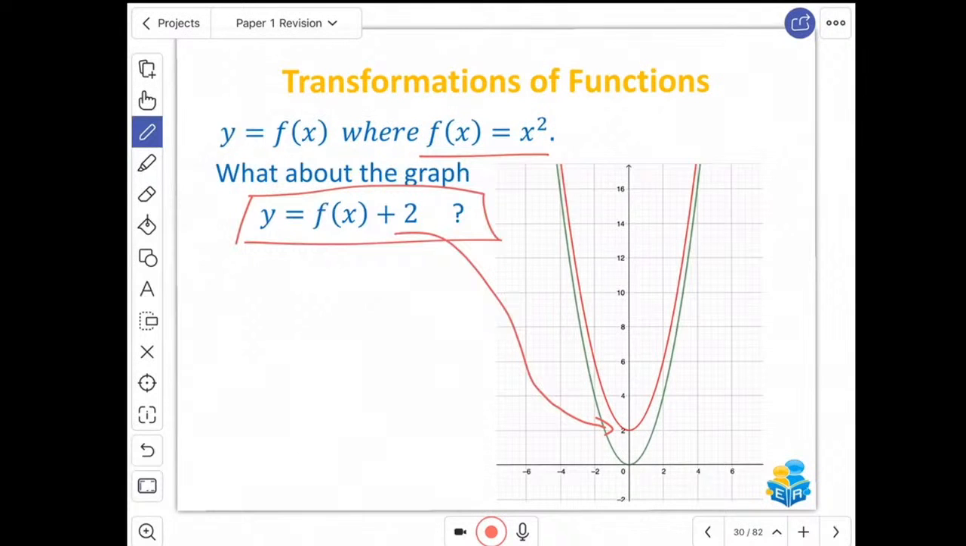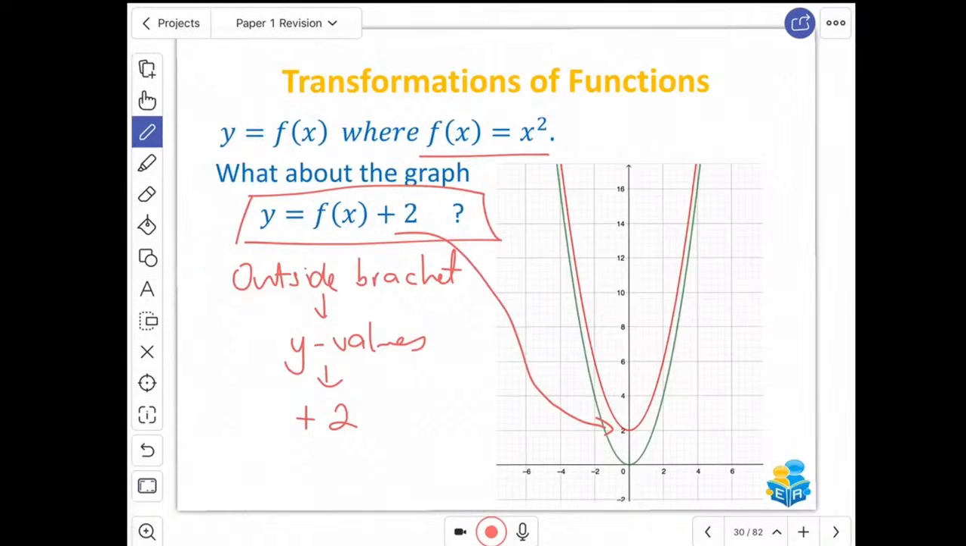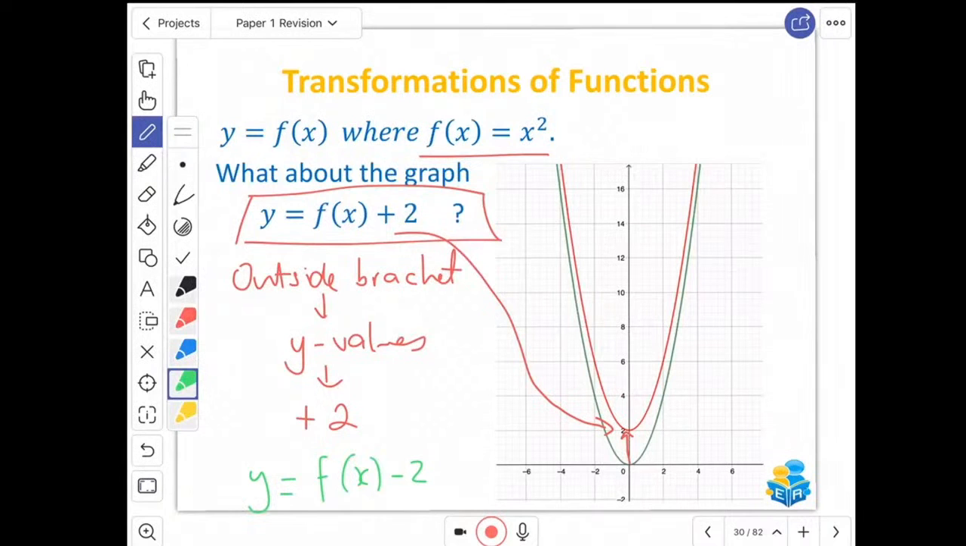Now, the reason it's moved 2 up is that it's outside the bracket. That will make more sense in a second. Outside the bracket means it's always going to change your y values, and it does exactly what we think it's going to do. It's going to plus 2 to all your y values, and that's exactly what's happened. Each of your y values has been shifted up by 2. Similarly, if you had f(x) minus 2, it would have been shifted down by 2, and your quadratic would have been like that.